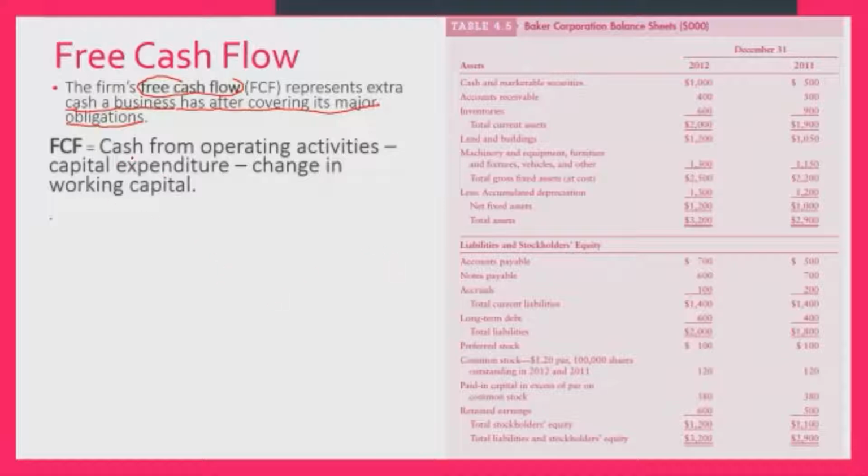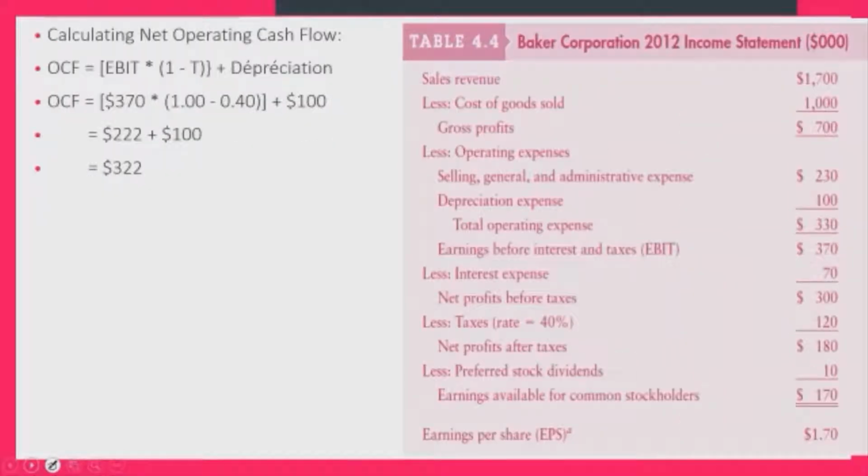This is our formula: cash from operating activities minus capital expenditure minus change in working capital. Now let's look at each component of this formula. So the net operating cash flow, right?